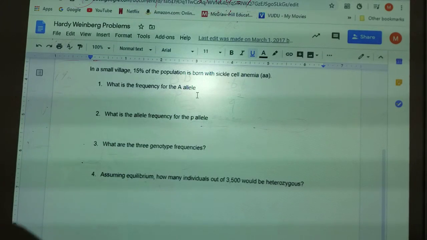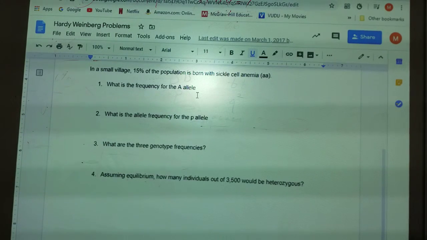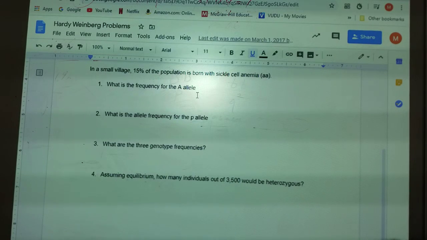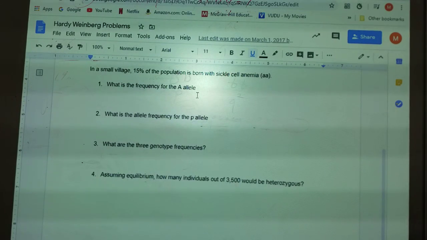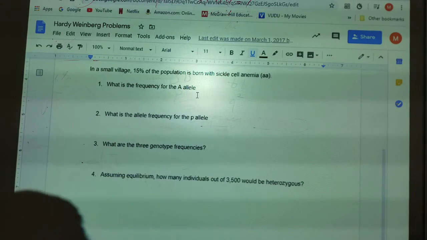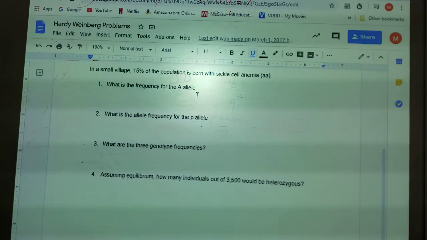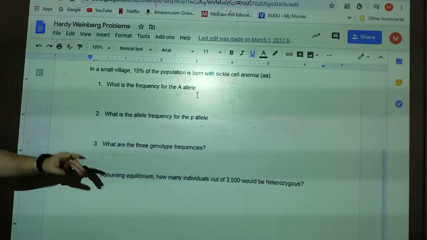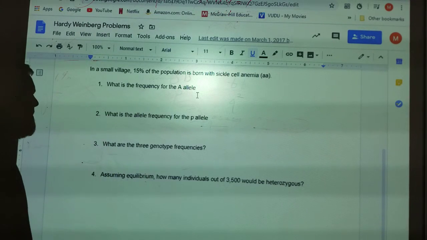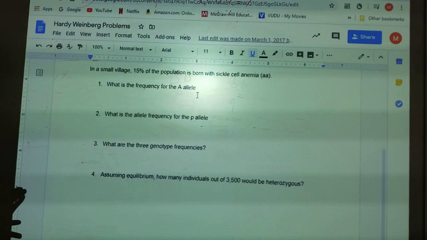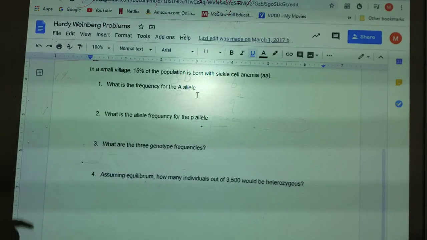Sickle cell anemia is a disease that causes your red blood cells to be sickle-shaped, makes them harder to flow. We've talked about sickle cell anemia when we talked about genetic disorders. So this falls right along with that. And it asks several questions in particular about this statement: 15% of this population in the village is born with sickle cell anemia, lowercase a.